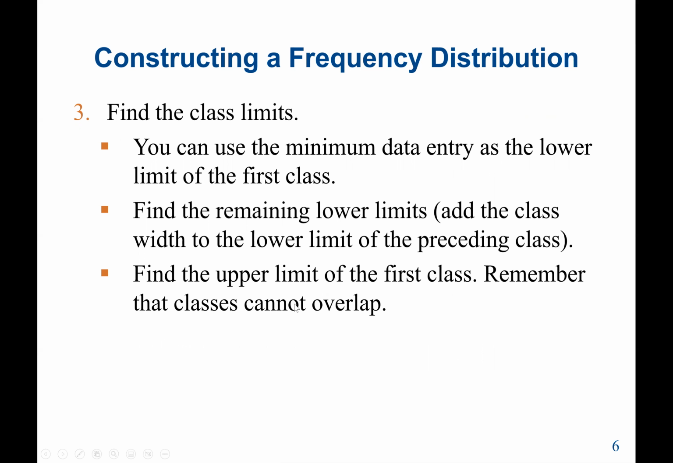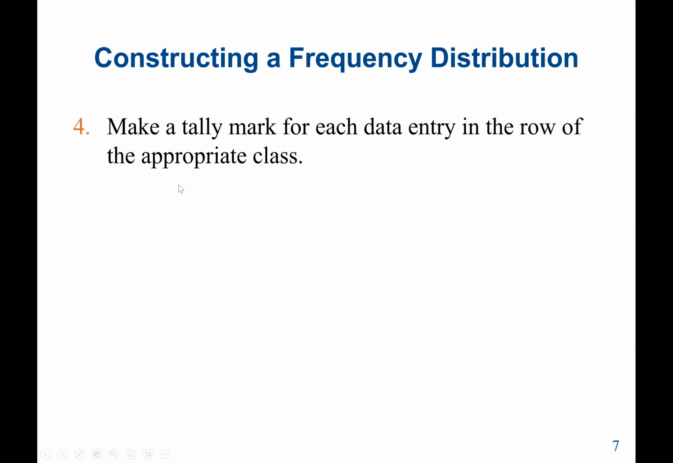Then we also find the upper limit of the first class. We should remember that the classes cannot overlap. This is the concept of exclusive classes, and we may discuss it in more detail later on. Then we find the remaining upper class limits, and so we finish the class intervals. Again, the best way to understand this is by doing an example, and we shall go through an example soon.